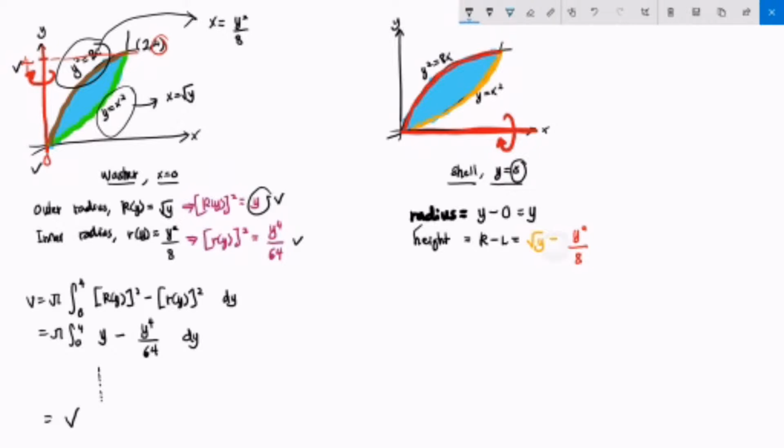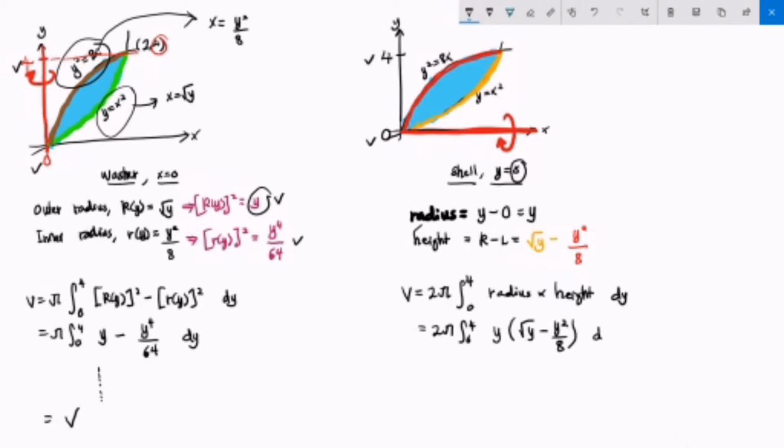So we level it 0 up to 4 here, right? We know that the volume is given by 2 pi for the shell method. From where to where? It's from 0 up to 4. Radius multiplied by the height, in this case dy. So 2 pi integrate from 0 up to 4. The radius is y. The height is square root y minus y squared over 8 dy.